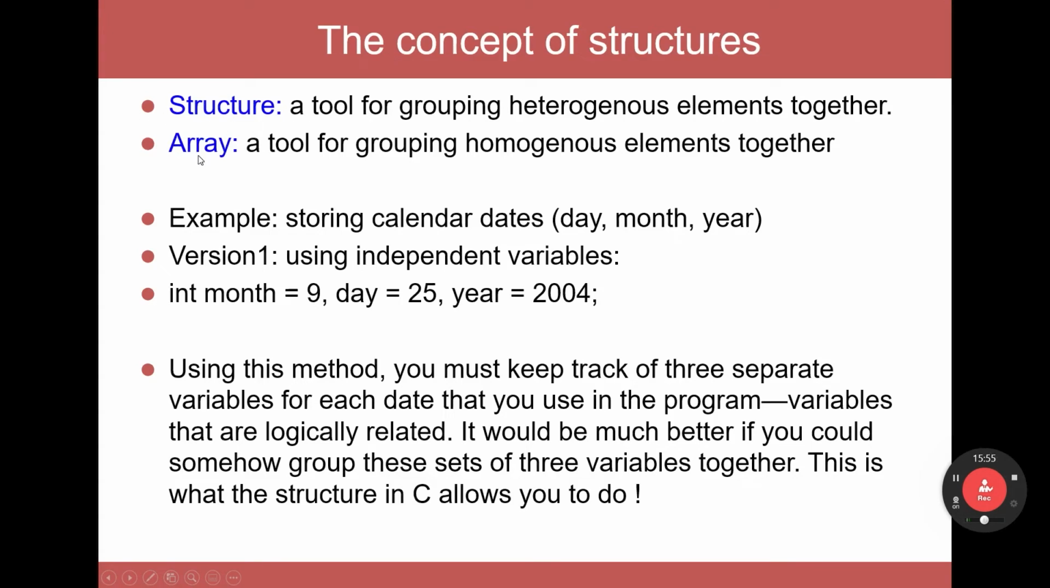But what about an array? An array is just a tool to group homogeneous elements. Homogeneous means all the elements of the array must be integers, or all elements of the array must be float. All elements must be a specific data type. But in the case of a structure, we have heterogeneous elements, elements which are different data types, and we group them together. So a structure is grouping elements which have different data types, and an array is grouping elements which have the same data type. Okay, I hope this one is clear.